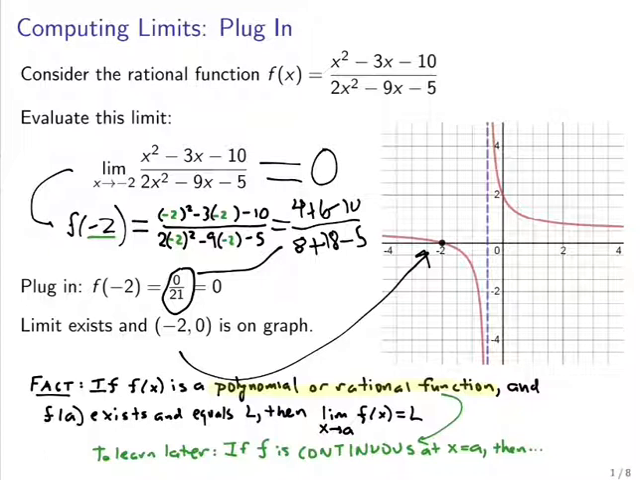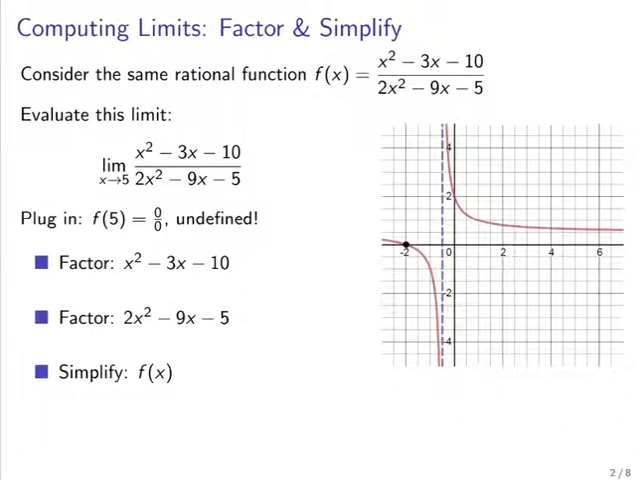Okay, let's see a slightly more interesting example with this same function of a different limit. Let's take the same rational function that I have here, and here's the same graph. I've just kind of shifted over a little bit to show you a different part of the graph. I want to evaluate what happens as x approaches 5. Let's take the limit as x goes to 5 of that function.